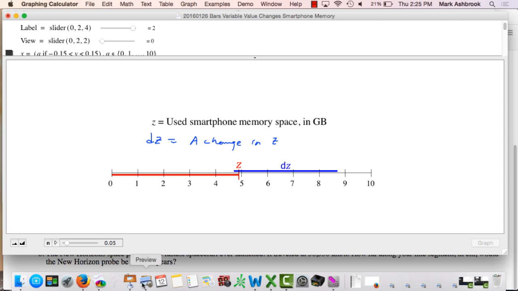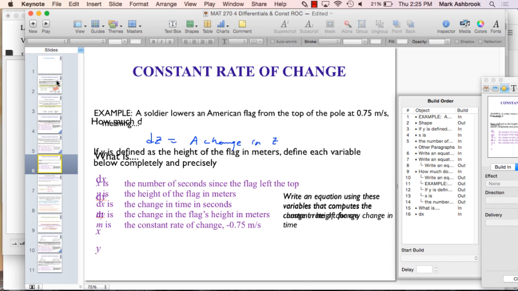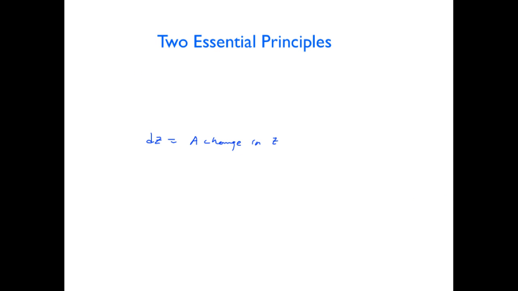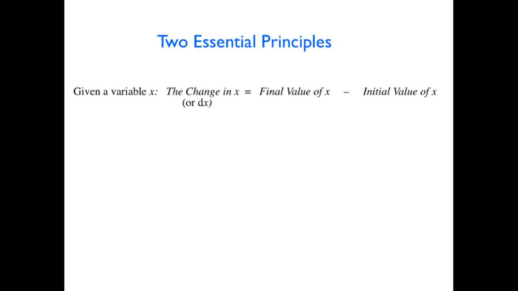So these two ideas, two essential principles we just came up with. Given a variable x, the change in x, or dx, is what? Final value of x minus initial value of x. Yes, memorize it, but it should make perfect sense that you would take the final value of a variable minus the initial to get the change. That's what subtraction is, or that's one way to think about subtraction.